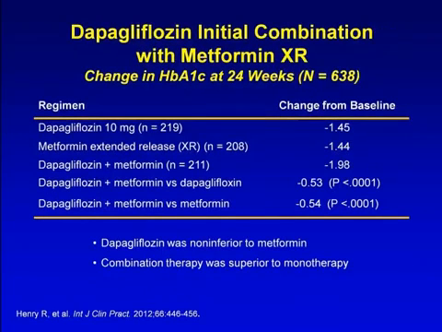The next slide looks at dapagliflozin as initial combination therapy for people who have not been on treatment and added on to metformin slow release. Dapagliflozin 10 milligrams alone led to a reduction from baseline of 1.45. Remember, these are treatment-naive patients. They've never had treatment, and they tend to have a very good response, and they got a similarly good response with metformin, a reduction of 1.4, and the combination led to a reduction of 1.98%.